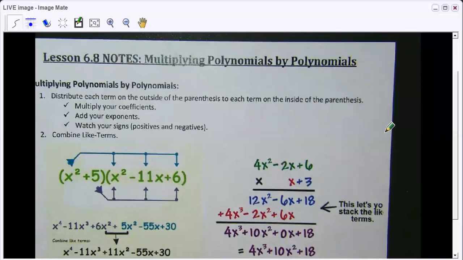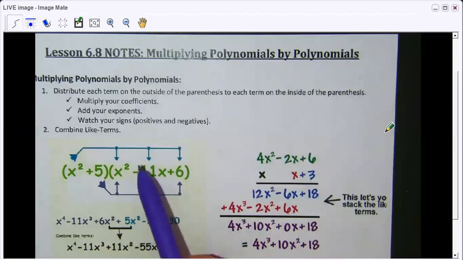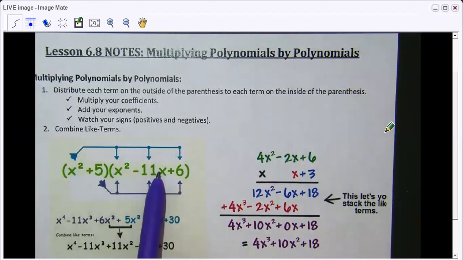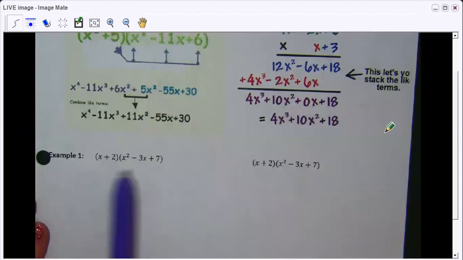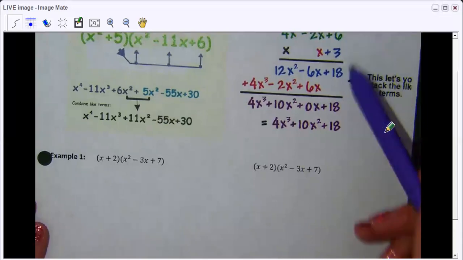All right, now we're going to do lesson 6.8, more multiplying of polynomials. So this one, there are two ways that you can solve these problems. You can solve it using the distributive property, or you can solve it by stacking them like you would multi-digit multiplication problems, like a 3-digit times a 2-digit. So for the examples, I'm going to show you how to do this using the distributive property. Then I'm going to show you how to do it using the stack them up method.